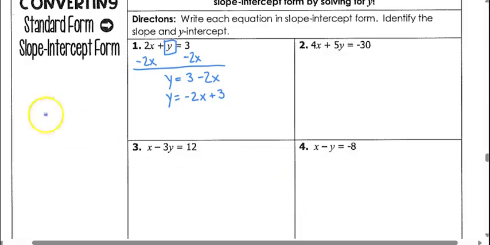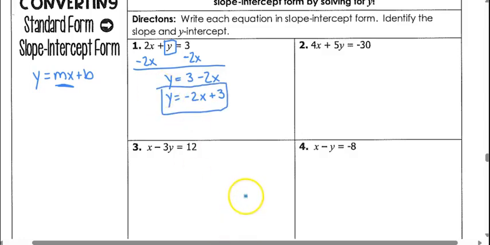The reason I'm going to do that is slope-intercept form is y equals mx plus b, so we have the x term first. So I'm going to flip this around so that I have the x term first. And then now y is by itself, and that would be my equation in slope-intercept form. All right, so let's do another one.